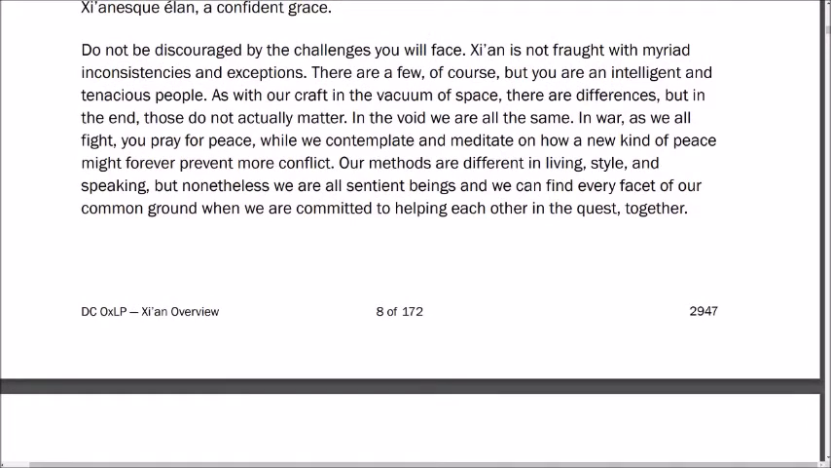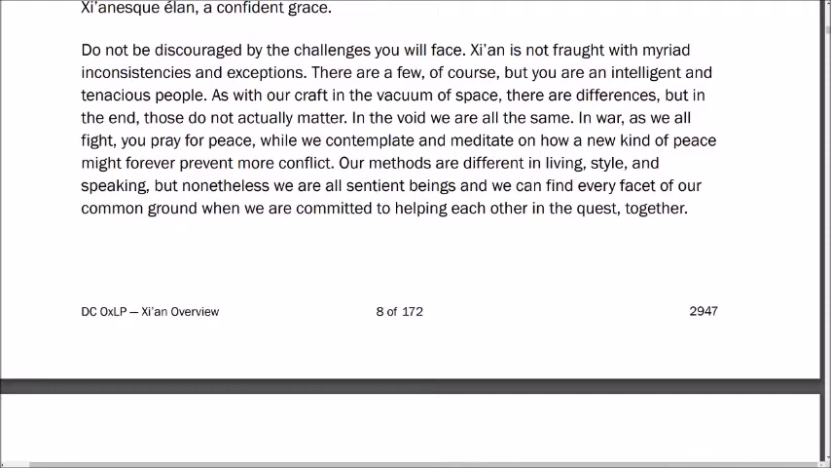Xi'an is not fraught with myriad inconsistencies and exceptions. There are a few, of course, but you are an intelligent and tenacious people. As with our craft in the vacuum of space, there are differences, but in the end, those do not actually matter. In the void, we are all the same. In war, as we all fight, you pray for peace, while we contemplate and meditate on how a new kind of peace might forever prevent more conflict.